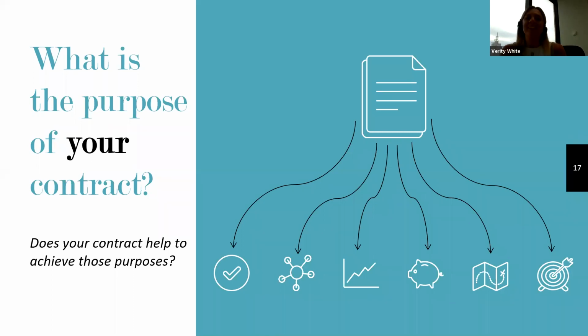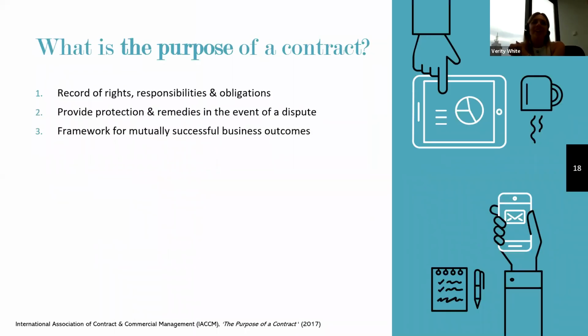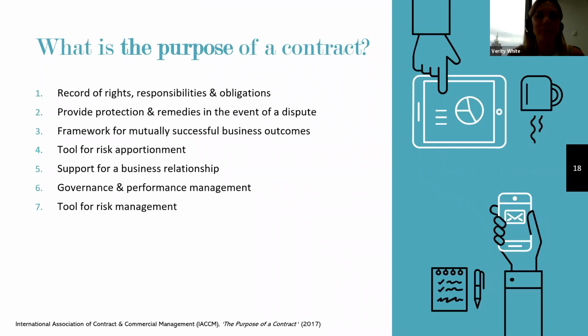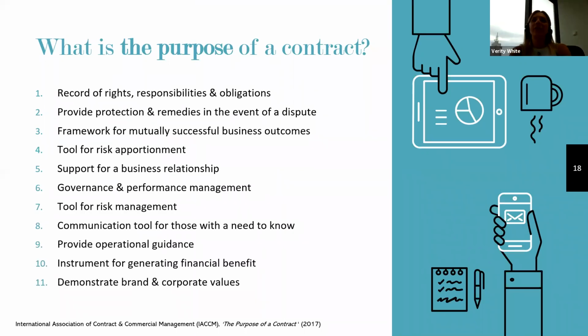Luckily for us, so we don't have to do all the work, the very clever people at the International Association of Commercial and Contract Management did some research on the purpose of a contract with their membership base. What you're seeing up on the screen here is the way that that particular membership base stack ranked in order of importance the different types of purposes that a contract might have within their organisation. So not unexpectedly, we've got record of rights, responsibilities and obligations right up the top there.